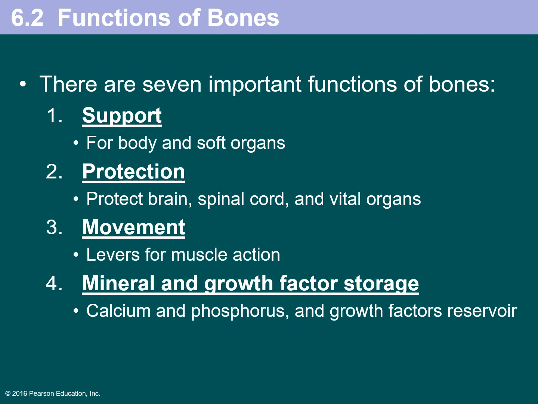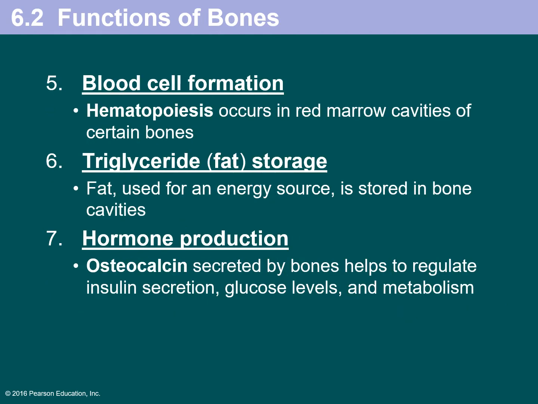Bone's also important for both mineral and growth factor storage. Things like calcium, when there's excess of it in the blood, it gets stored in the bone matrix. It's important for blood cell formation. Hematopoiesis is the production of new blood cells, especially red blood cells. So it's occurring in the red marrow, which is found in the cavities, the medullary cavities of certain bones, especially like your long bones.